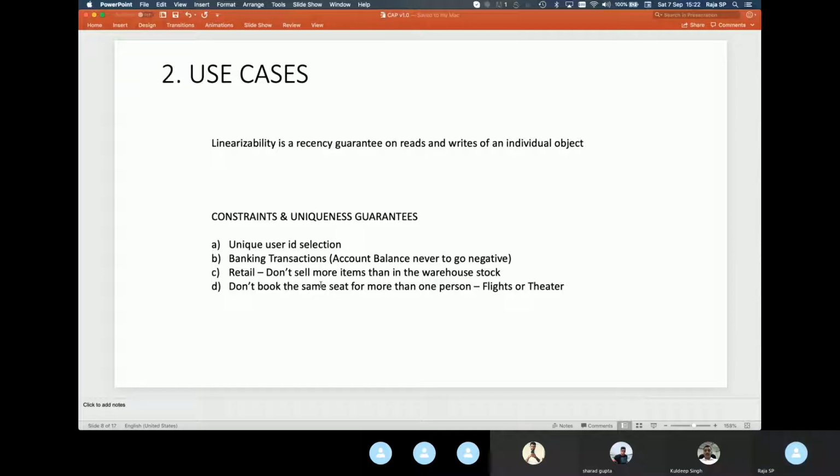Retail scenarios, don't sell more items than in the warehouse stock, or booking for flights or theaters, two users booking the same seat. So these are scenarios where linearizability is extremely important to implement. Otherwise, it leads to complete chaos.